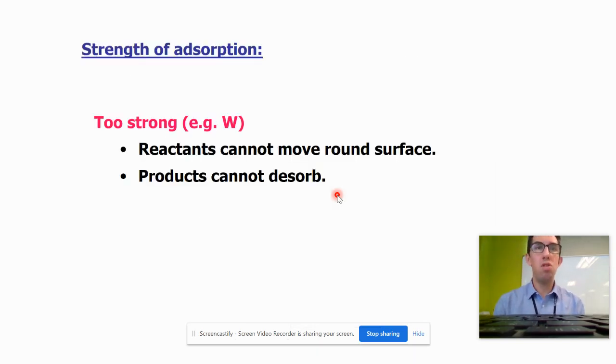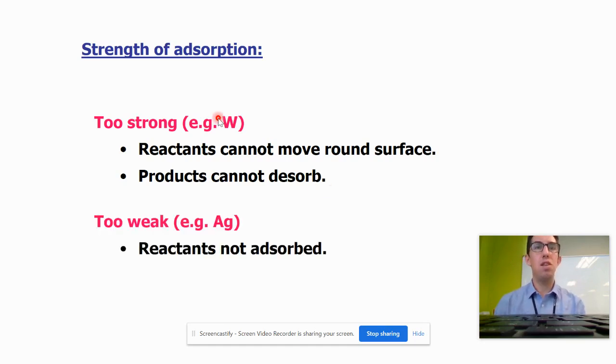Too strong: reactants can't move around the surface, products cannot desorb, such as tungsten. Too weak: reactants do not adsorb, so the molecules don't attach onto the catalyst, such as silver. So ideally, things like nickel and platinum are the Goldilocks.